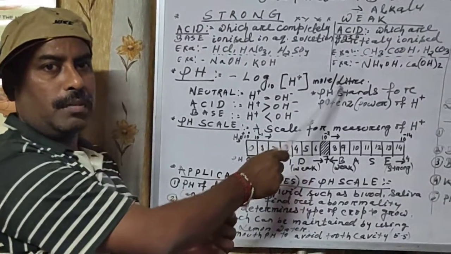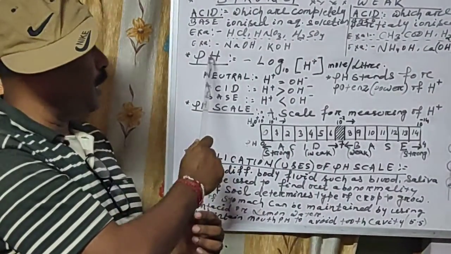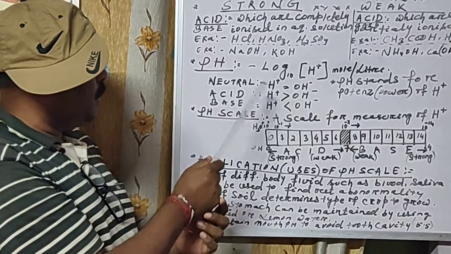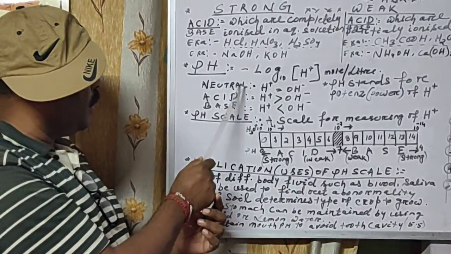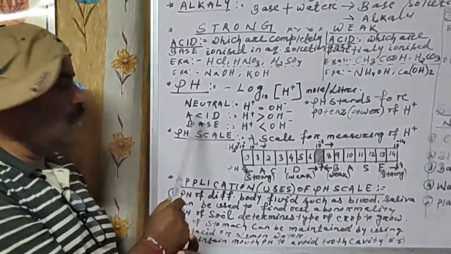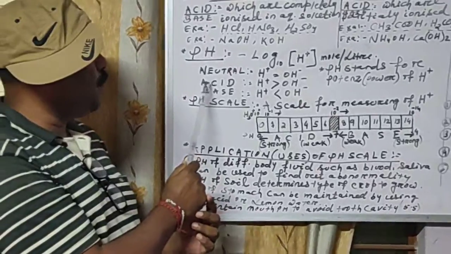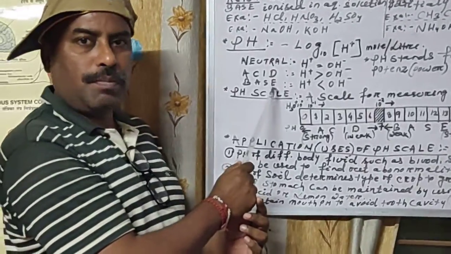This is the mathematical term of log, that is pH. Now, depending upon the pH, we have to divide neutral substance, acid substance and base substance. What is the pH of a neutral substance? What is the pH of an acid substance? What is the pH of a base?